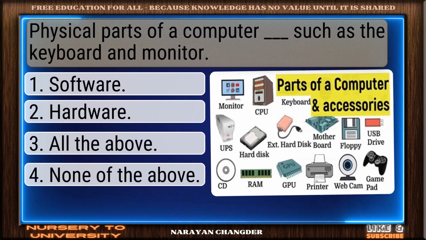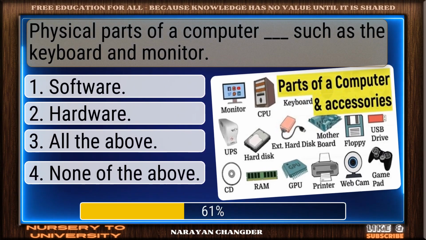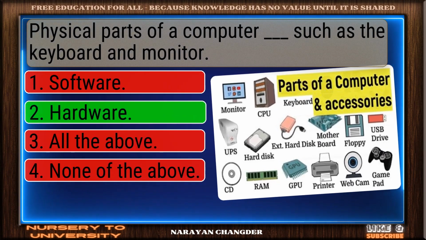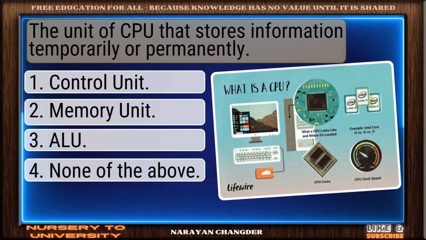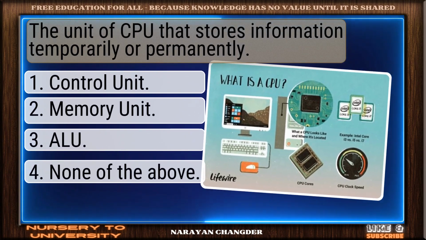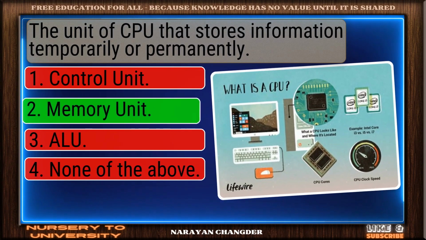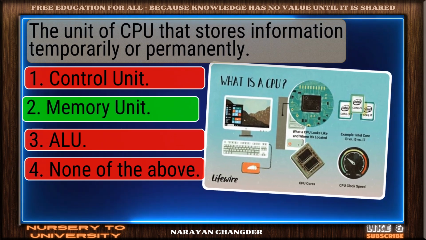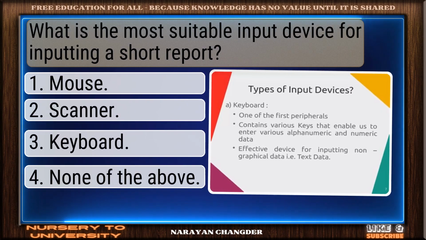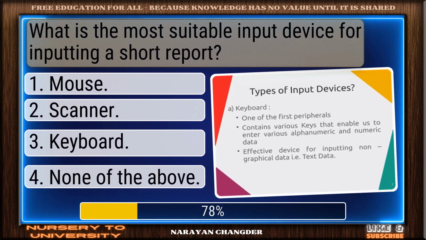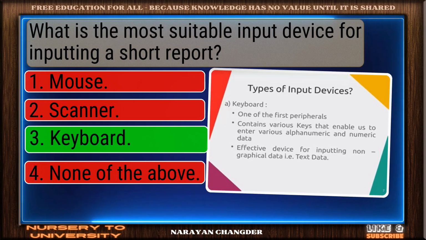Physical parts of a computer dash, such as the keyboard and monitor. Exactly. Hardware makes sense and it is the right choice. The unit of CPU that stores information temporarily or permanently. Sharp thinking. Memory unit is the right choice. What is the most suitable input device for inputting a short report? You're right. Keyboard is the correct answer.